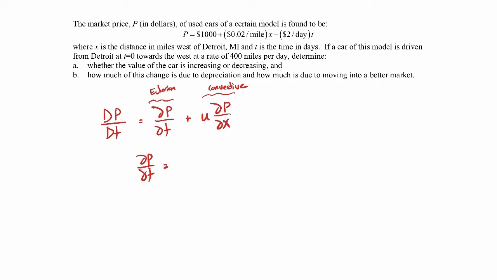The depreciation component is the Eulerian part. It's how it's changing with respect to time. So the price goes down by $2 per day here. So when I take the derivative dp dt, that's just going to be a minus $2 per day. And then now let's do the convective component here.